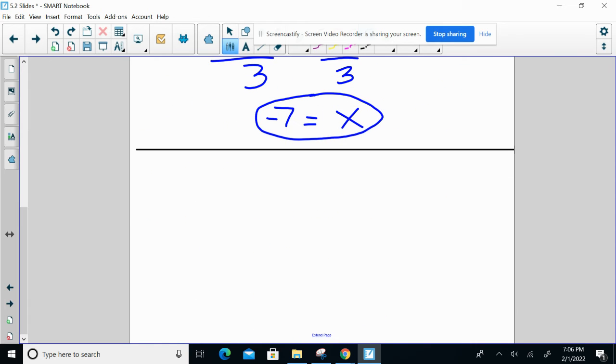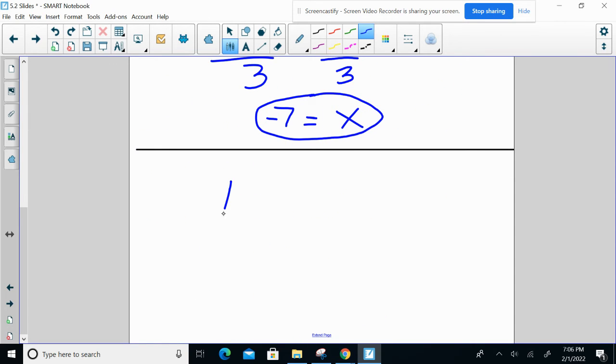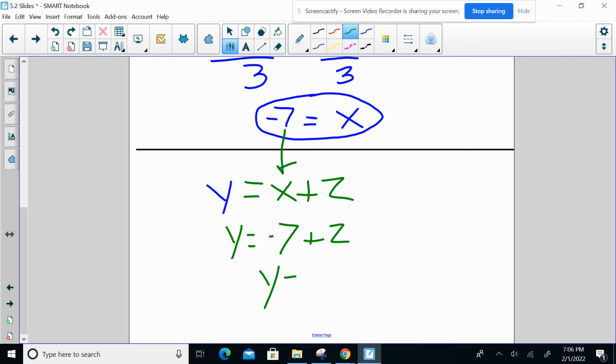Y equals x plus 2. I'm going to use a different color here. X plus 2. Negative 7. Plug it in for x. Negative 5. So the point where these two lines meet is (-7, -5).